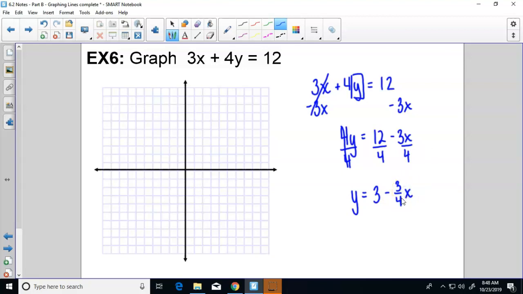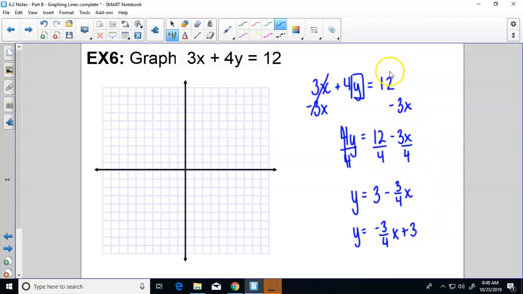Okay, so if it won't divide, reduce it if you can, but if it won't reduce, just leave it. Okay? You mean to like do a decimal? Yes, you are welcome to. So, like y equals negative 3/4 x plus 3. Okay, you're welcome to do it like that.